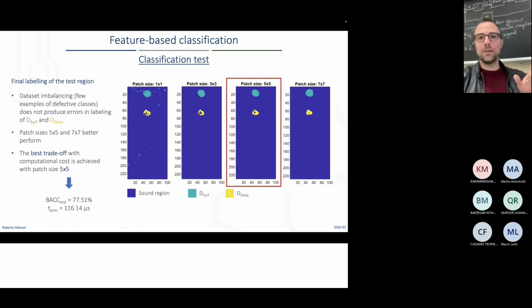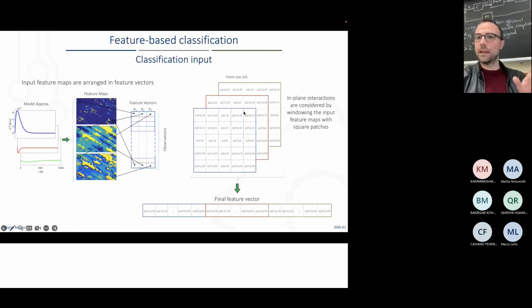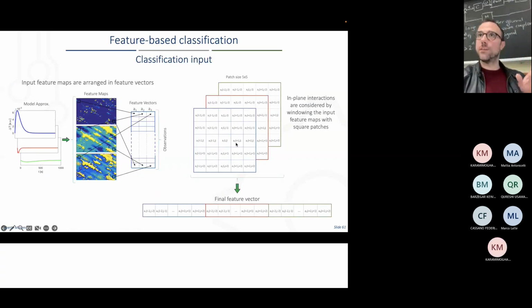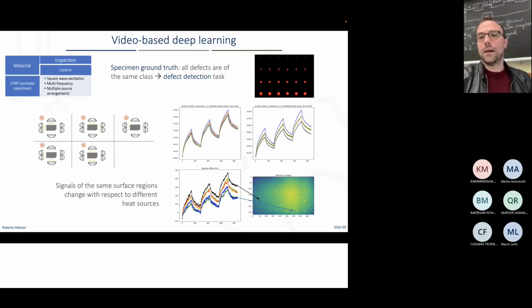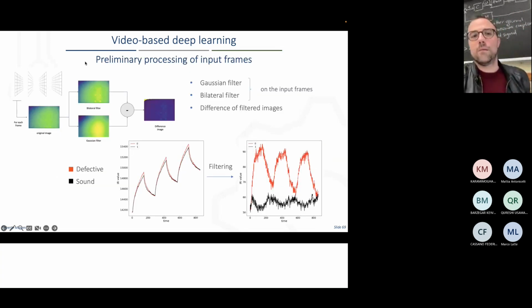Somehow similarly to what we have done here, because if you consider a patch, we are not working on single signals, but on, let's say, 25 signals that are grouped by the square patch, okay. Now, so just a pre-processing of the data.